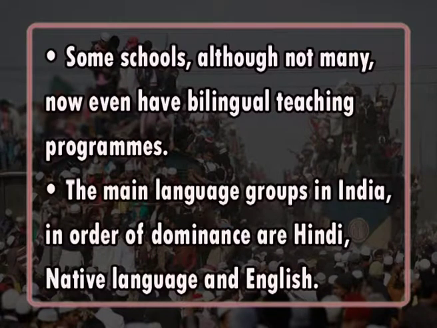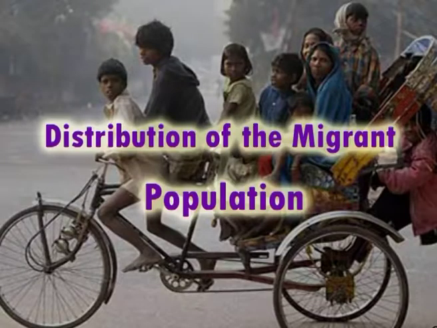The main language groups in India in order of dominance are Hindi, native languages and English. Distribution of the migrant population. The place migrants choose to settle greatly affects Indian environments.